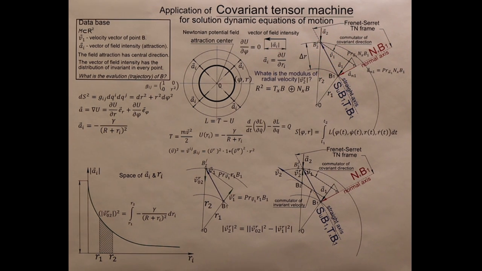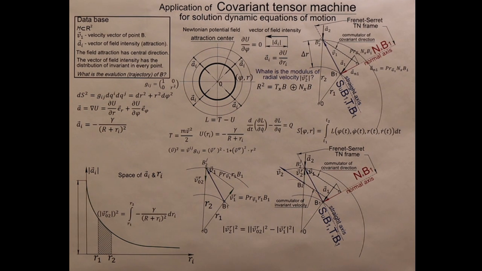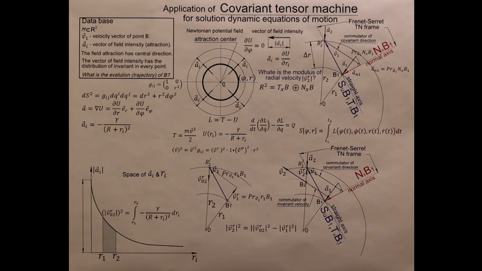The question: what is the evolution of point B? What is the trajectory of point B? Let's search for the vector of intensity A1. The gradient of the force function U is the vector A1. It is a covariant vector, with the evidence shown in the earlier proof.